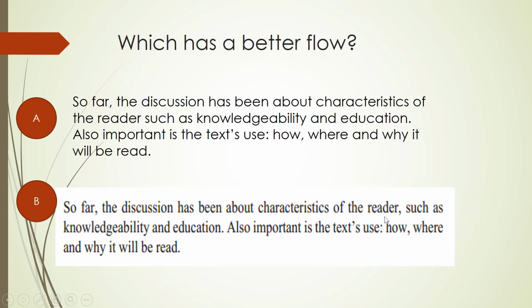However, for para B, the comma here indicates that the phrase "such as knowledgeability and education" is optional, so there's no need to make another two sentences on knowledgeability and education, right? I can put a period here and talk about a very new idea that is equal and equivalent to the first sentence. So B has a better flow.